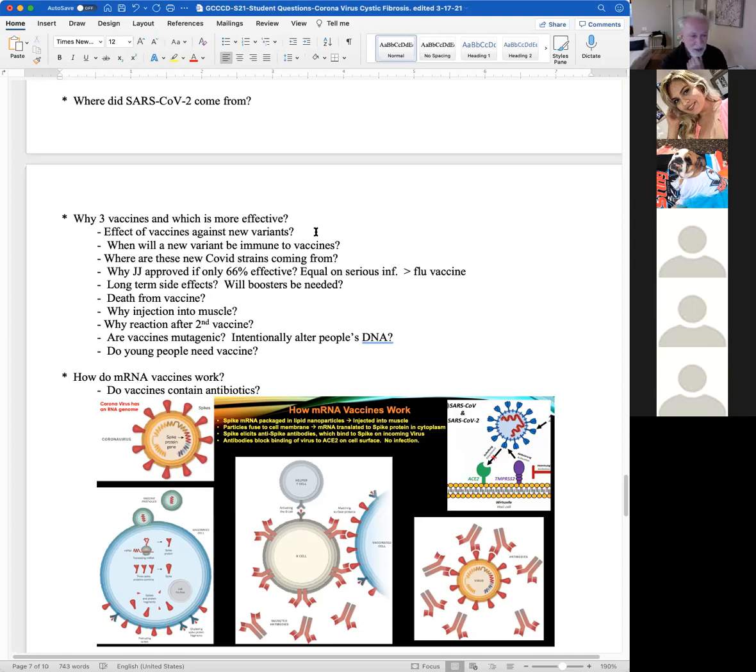Are there long-term side effects and will booster shots be needed? Don't know. This disease has only been known for a year, and so that's too short a time to know if there are long-term side effects. So far, booster shots have not been needed, but who knows when that might turn up that they are.